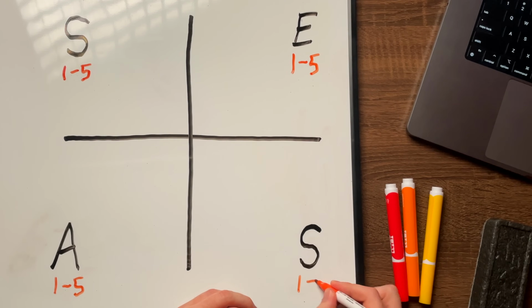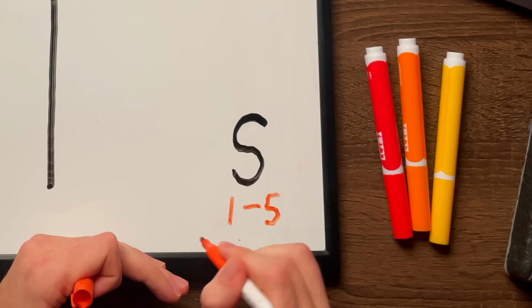And then with simplicity, we're also rating 1 through 5. 5 being very simple to produce, and 1 being very complex, or a lot of time and or resources, or if you have a team, a lot of man hours needed to produce that video. 5 is more simple, 1 is more complex.